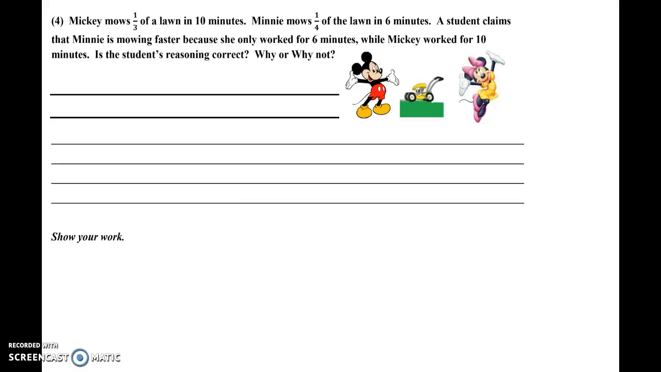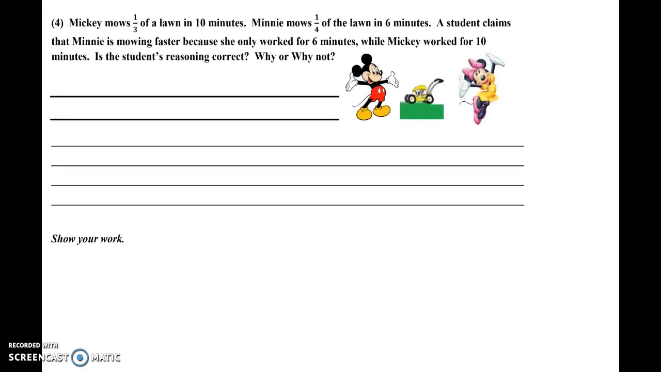Well, think about the question for a bit. Can you really compare what somebody does in 6 minutes compared to what somebody else does in 10 minutes? No, it just doesn't work like that. So the best thing to do is to basically compare what each Minnie and Mickey would do in the same amount of time. And that's where the unit rate comes into play. Now, you were taught that when doing unit rate word problems, you should always try to find some ratio.